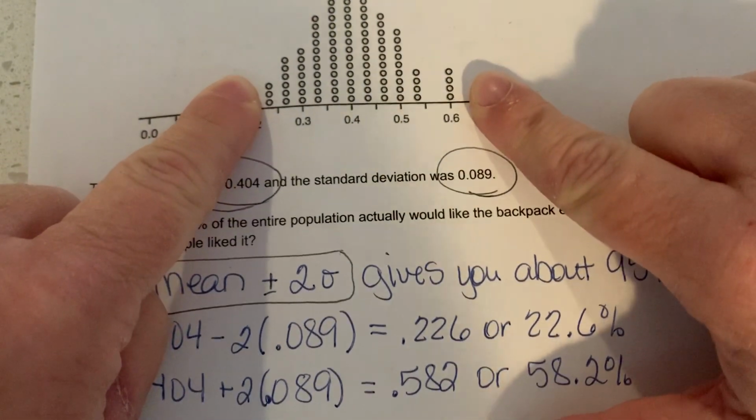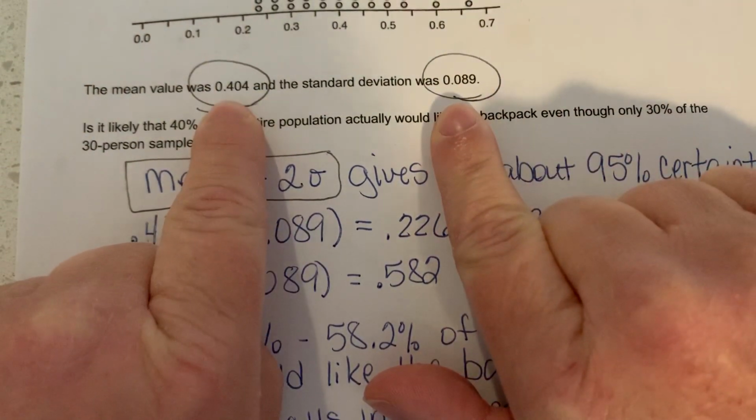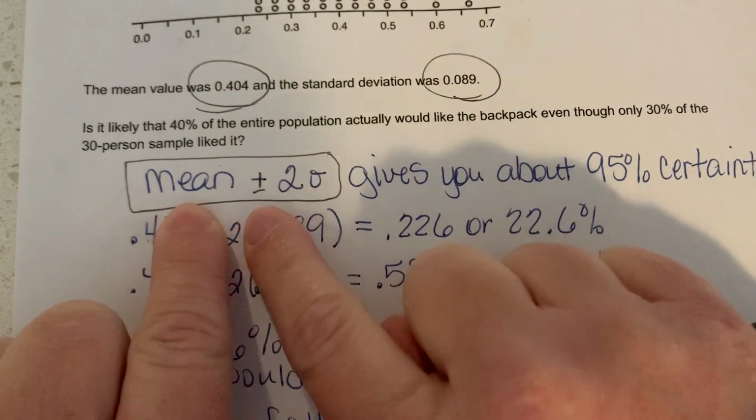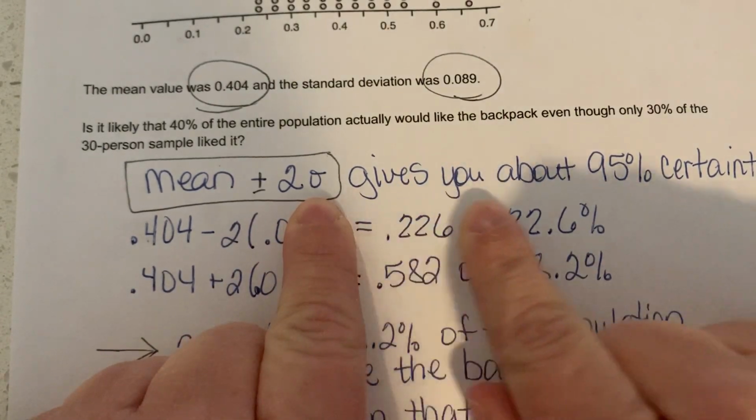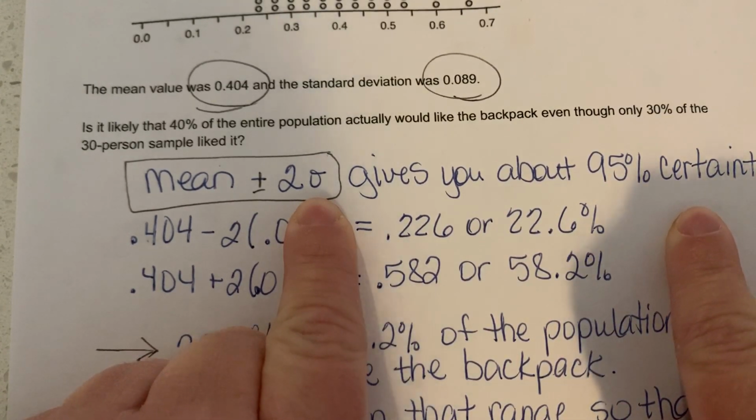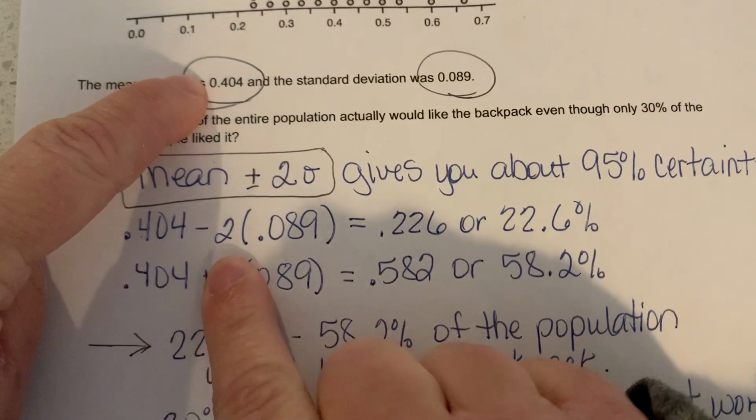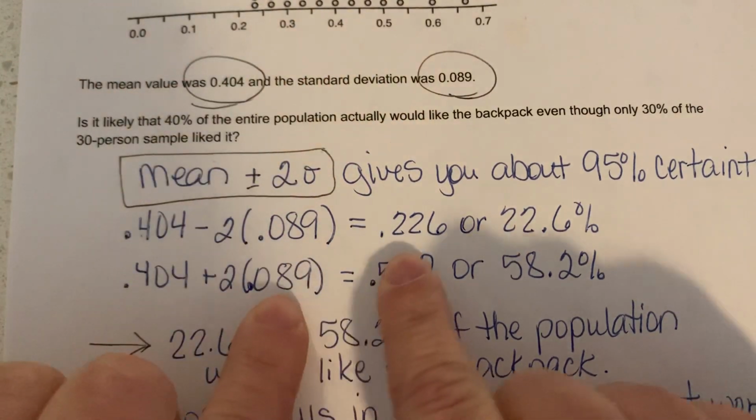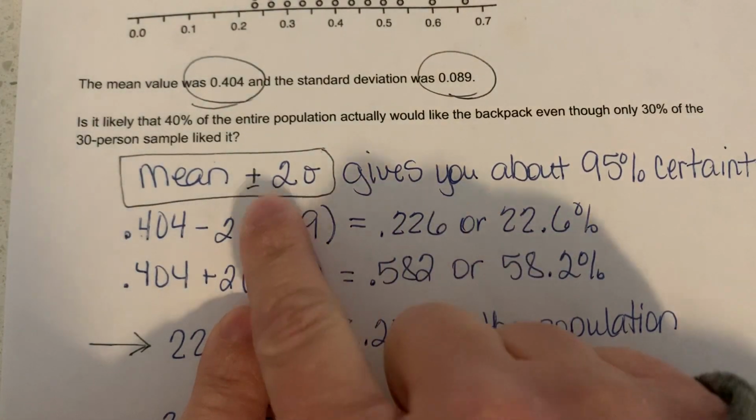The way you calculate a definite answer is that all you need from all that data was the mean and the standard deviation. The formula is the mean plus or minus 2 times the standard deviation, which gives us about 95% certainty of where the data range will be. So we take the mean, 0.404, minus 2 times the standard deviation, 0.089, and we get 0.226, or 22.6%. That's the low end.